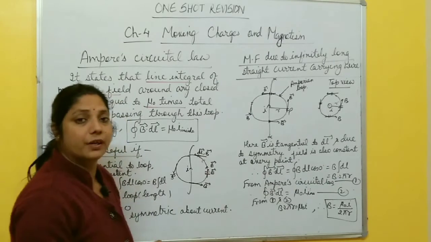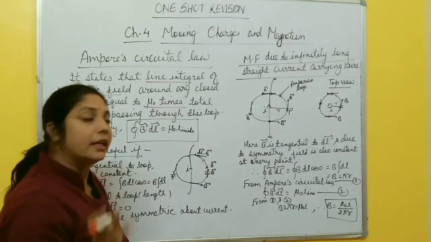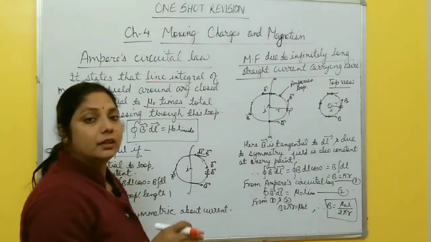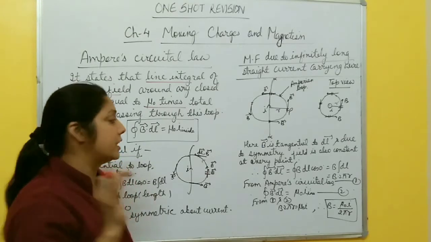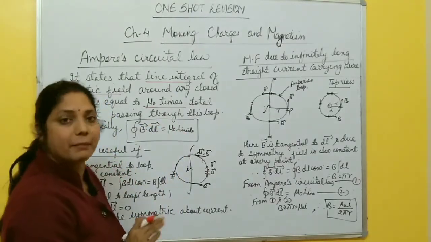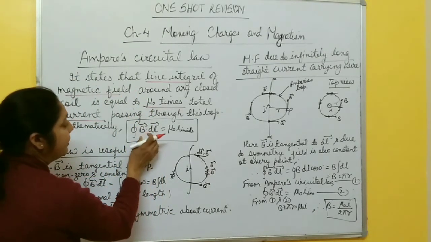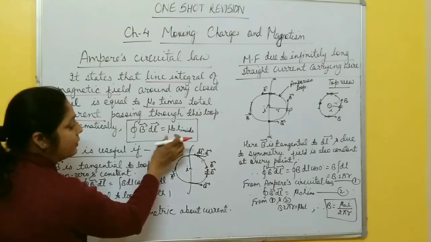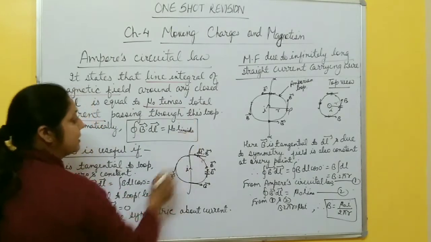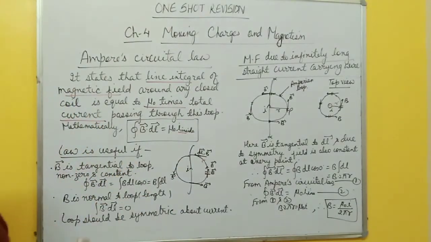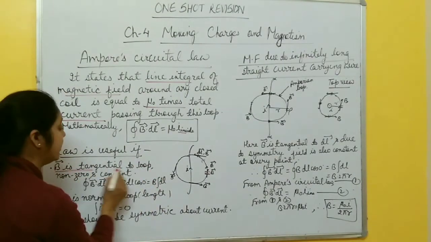Like in Gauss's theorem, the line integral of electric field over a closed surface, E dot dA, equals 1 by epsilon naught times the total charge enclosed within that surface. Here it is B dot dl, and mu naught times total current in magnetism. So you can write it easily in this way: the line integral of magnetic field around any closed loop is equal to mu naught times the total current I passing through this loop, right? Mathematically you can write this, and this law is useful only if B is tangential to the loop.